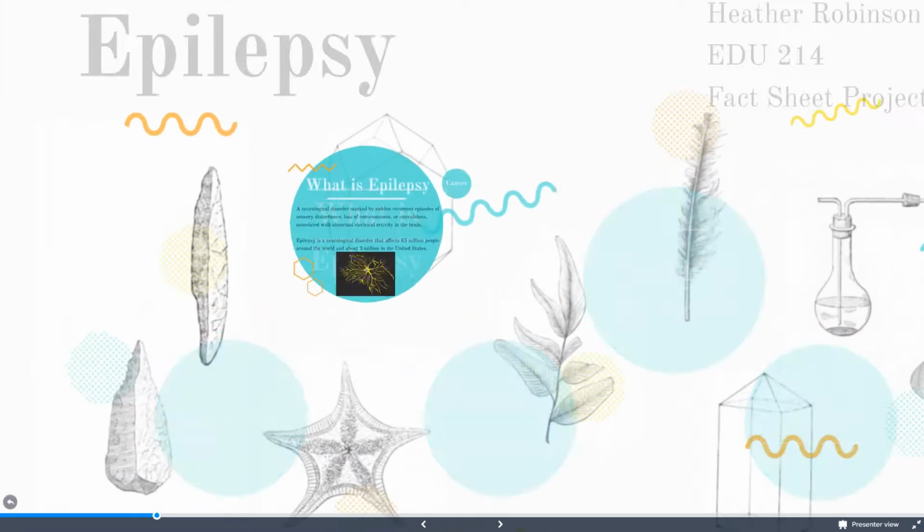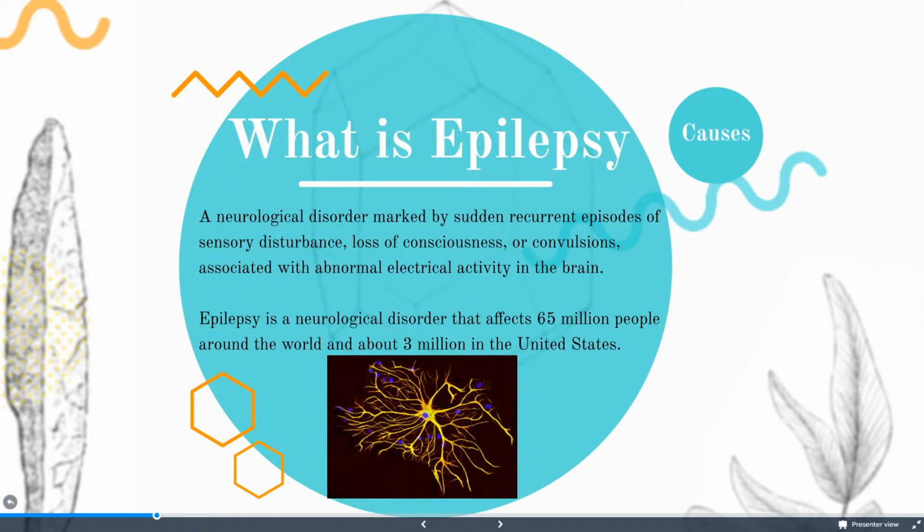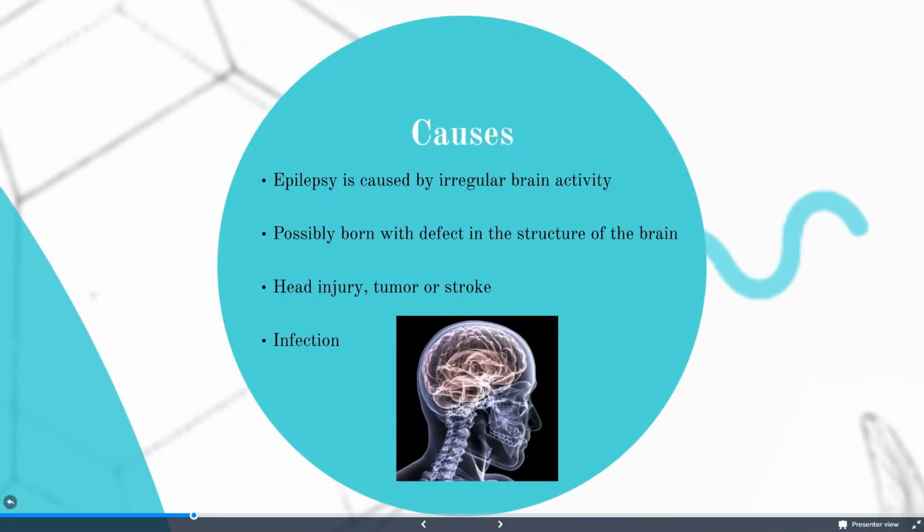So, what is epilepsy? First of all, it is a neurological disorder marked by sudden recurrent episodes of sensory disturbance, loss of consciousness, or convulsions associated with abnormal electrical activity in the brain. Epilepsy affects 65 million people around the world and about 3 million in the United States. Some causes of epilepsy are irregular brain activity. Possibly some people are born with a defect in the structure of their brain. It could be caused by head injury, a tumor, stroke, or an infection.